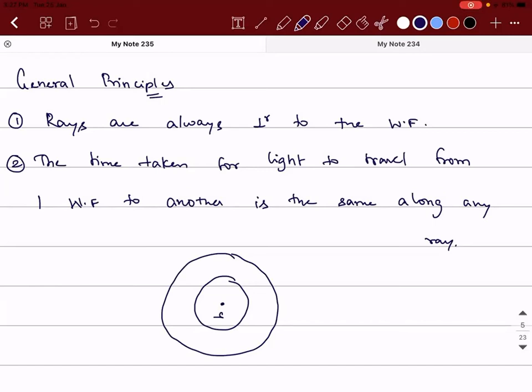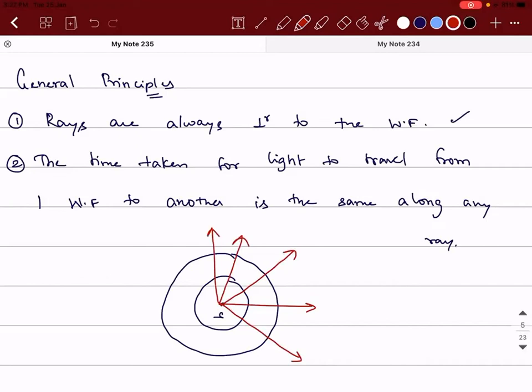Or they can give you the source and wavefront and ask you to draw the ray. At that point, you should know how the ray is supposed to be drawn. We know that rays are always perpendicular to the wavefront. And the second most important point you need to know is that the time taken for the light to travel from one wavefront to another is the same along any ray.